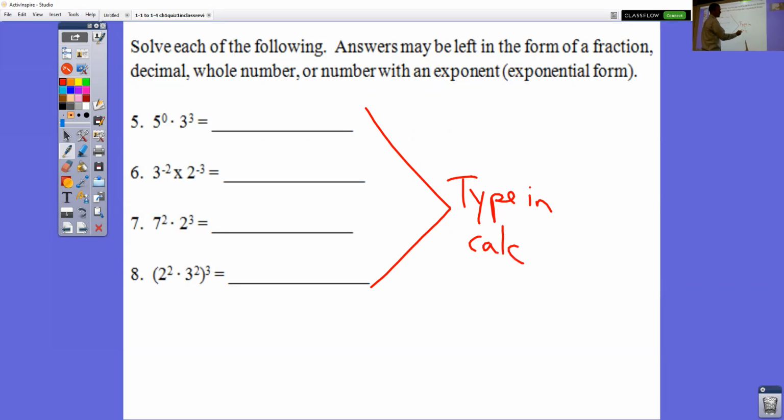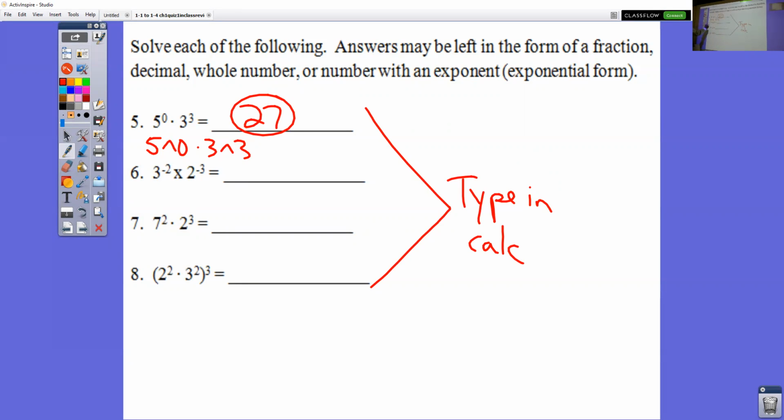Whatever you get, write it down. Type them exactly how they look in the calculator. Pause the video, go ahead, try these 4 questions. So in question number 1, type in exactly how it's written. 5 caret button 0 times 3 caret button 3. When you do that, you get an answer of 27.